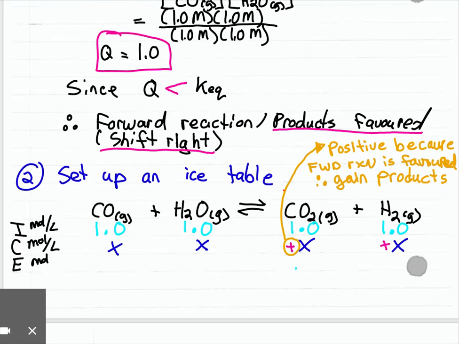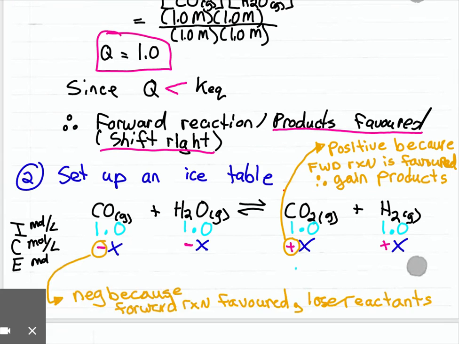Okay, so if you want, make yourself a little note that the products are gaining X, so they get a positive, because our Q calculation told us our forward reaction is favored and we're going to shift right and make products. So in order to reach equilibrium, the change in concentration of our reactants is going to go down because we are shifting to favor product formation. Therefore, these are going to be a negative X. And if you want, you can make yourself a little note for that as well. Negative because the forward reaction is favored, so we're going to lose reactants.